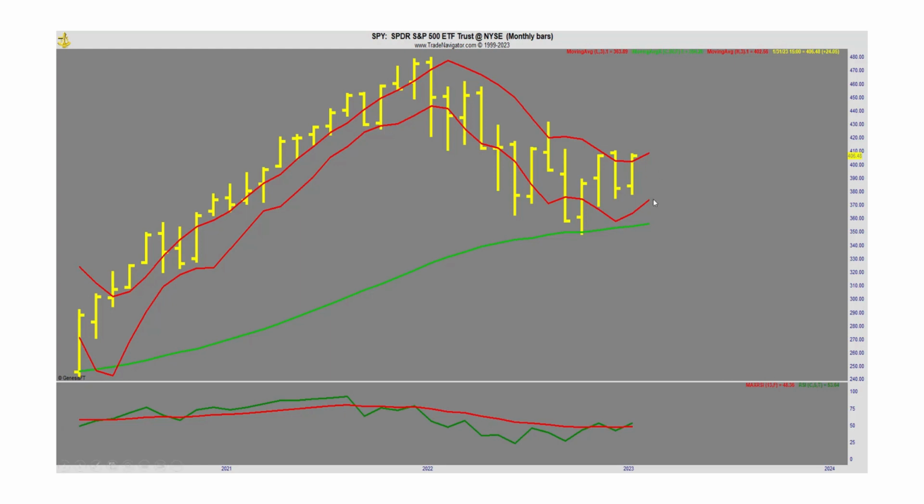Support and resistance is the key here. 374, 390, 409, 432. Those are the areas we're looking at for February. We'll go down in time periods to see which one of them seems to be the one that really holds true.